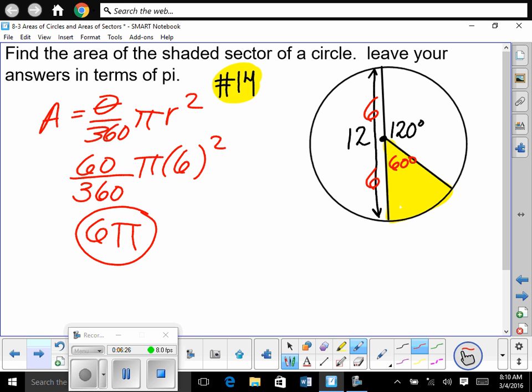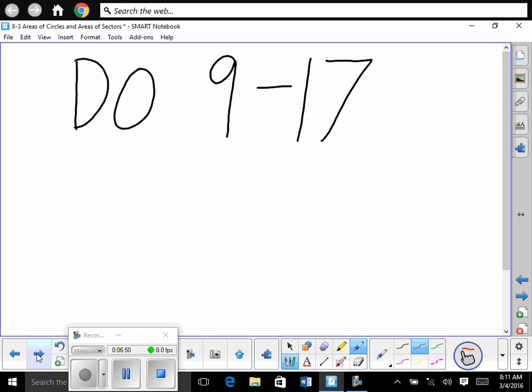Now, once again, order doesn't matter. You could also type it in 60 divided by 360, hit enter, then multiply by 6 squared. Because remember, order of operations, division and multiplication are equal, right? Order of operations. One doesn't come before the other, right? So in this particular instance, we could divide first and then multiply, or multiply first, then divide. Okay, questions on what I mean by that? Okay. So do 9 through 17.